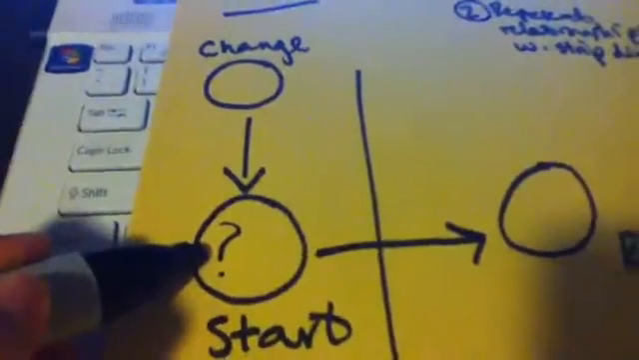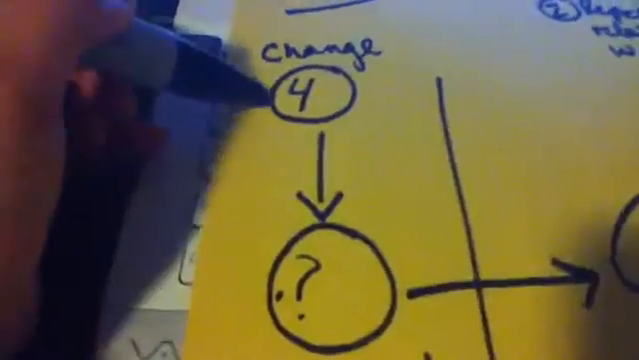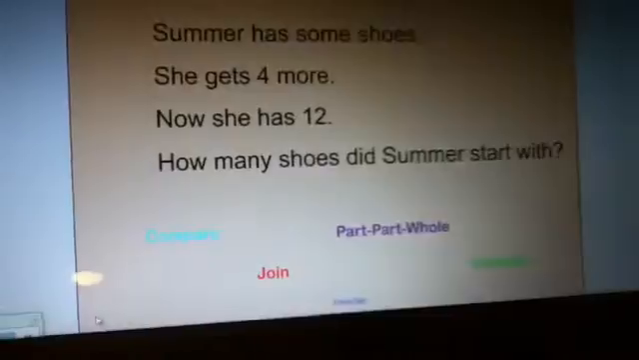She gets 4 more. So we know that the change in this problem is going to be 4 because she gets 4 more, or she joined 4 to her starting amount. Okay, and it says now she has 12. So we know that she had a certain amount. She got 4 more, which then gave her 12. So we know the result of her shoes is now going to be 12. So we're looking for how many shoes Summer started with.